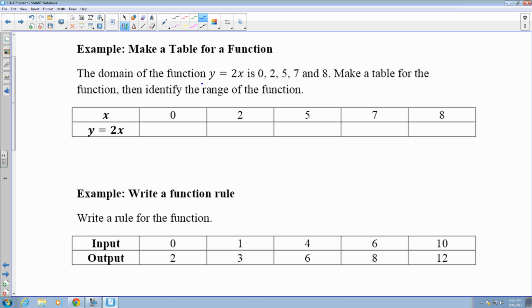So this is our rule. 2 times 0 is 0. 2 times 2 is 4. 2 times 5 is 10. 2 times 7 is 14. 2 times 8 is 16.